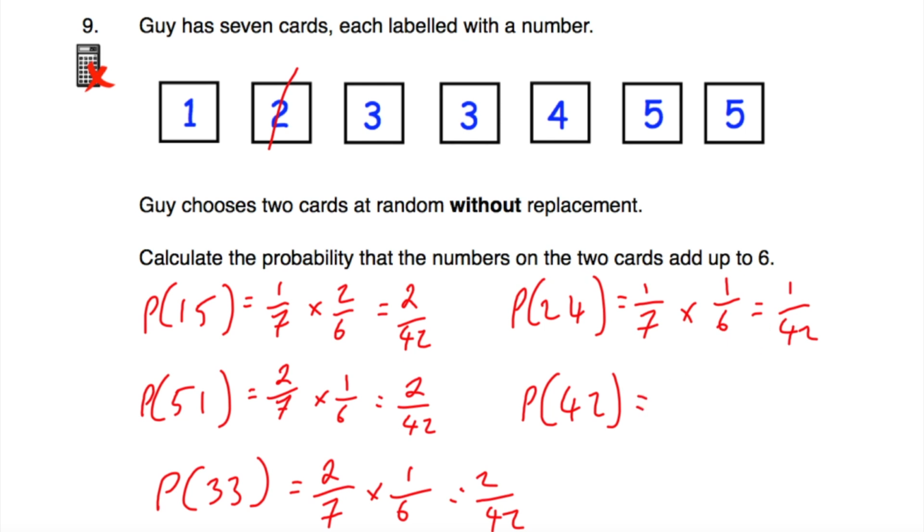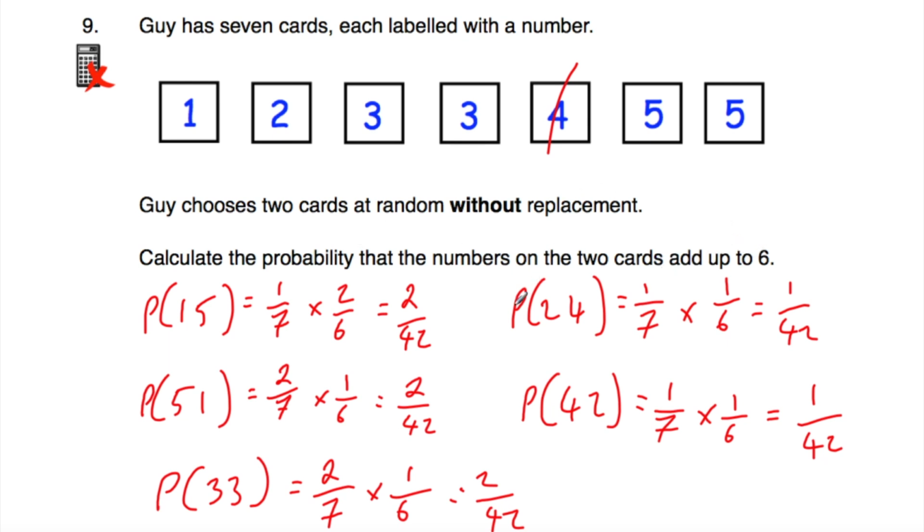And finally, the probability of a 4 and then a 2. Well, altogether the 7 cards, one of them's got a 4 on it, so the probability that the first card is a 4 would be 1 out of 7. Then if that card's taken out, there's 6 cards left, and there's one with a 2 on it, so the probability that the second card is a 2 will be 1/6. And then if we times them together, 1 times 1 is equal to 1, and 7 times 6 is equal to 42. So we've now found the probabilities of Guy choosing a 1 and a 5, a 3 and a 3, a 2 and a 4, and a 4 and a 2. And they're all the options where the numbers will add together to be 6.